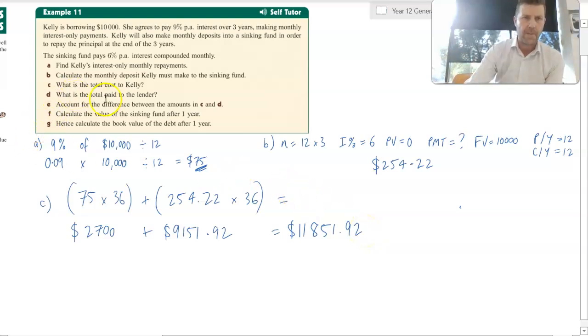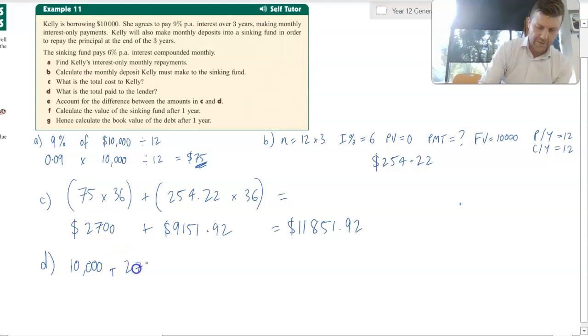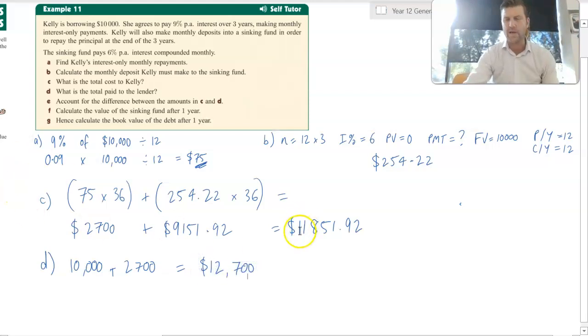But what's the total amount paid back to the lender? Well, the total amount paid back to the lender is, of course, the $10,000 that she has in her sinking fund at the end of the 3 years. She'll pay that back to the lender, plus the interest she pays every month for 3 years, which works out to be $2,700. So the amount that the lender gets is $12,700.